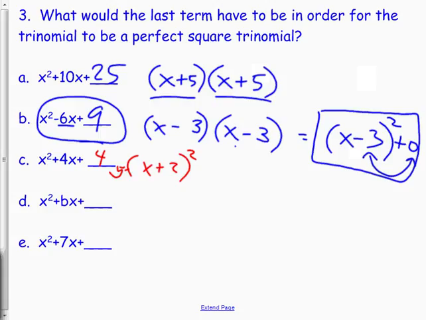Okay, wait a minute. What if it's a b? Half of b. So you could go half of b, and then don't forget half n squared. And I hope you wouldn't square just the b. One half b squared. All right.